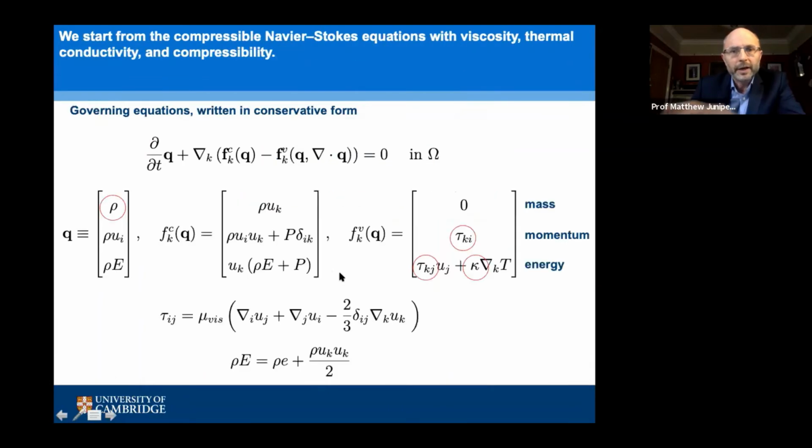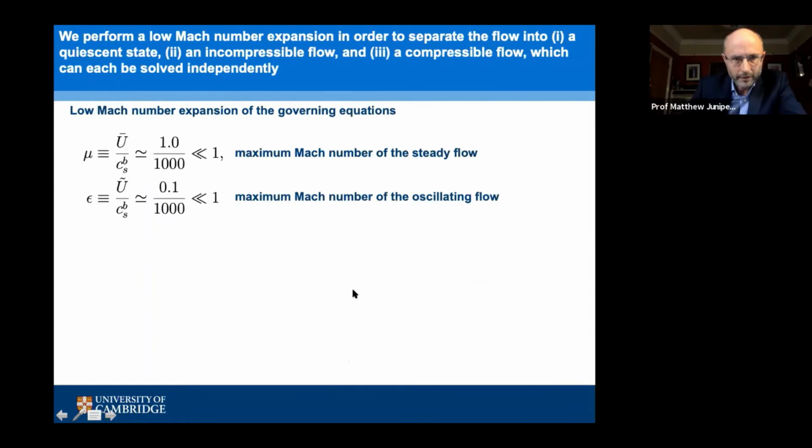Right, now, these equations here, you can solve them all in one go. And in many respects, that's the easy way to solve this, but it's not the quick way. The quick way to solve these is to do a low Mach number expansion of those governing equations. Now with that, you start off by saying, let's look at the steady flow.